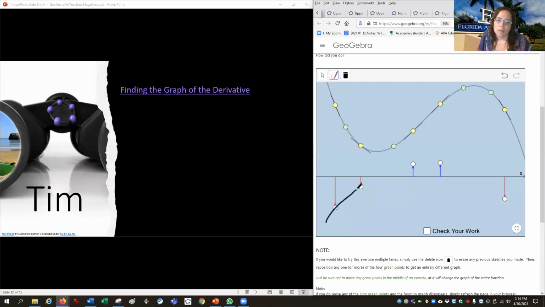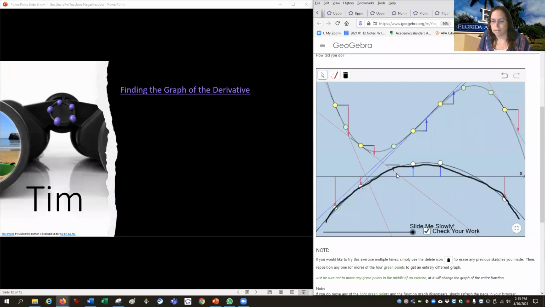And then we can connect and make an approximation of the graph that we created by finding the slopes of our lines there. Then this allows us to check our answers. We can see that that's exactly what we get when we manipulate the slopes of our original curve. It gives us a derivative.